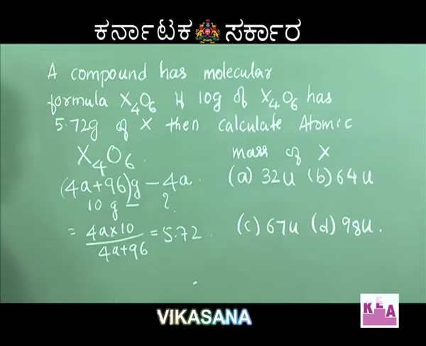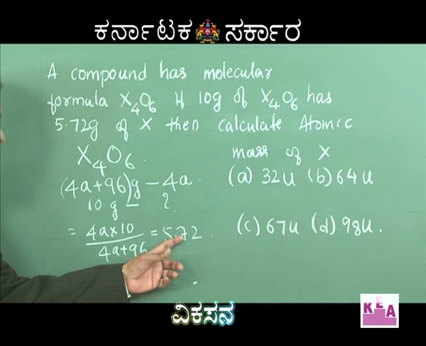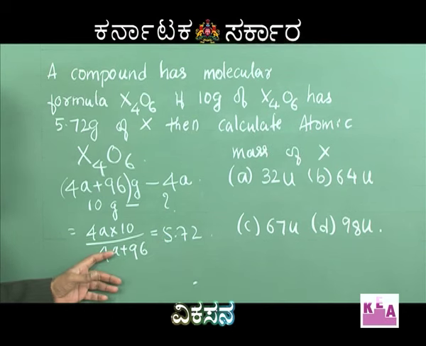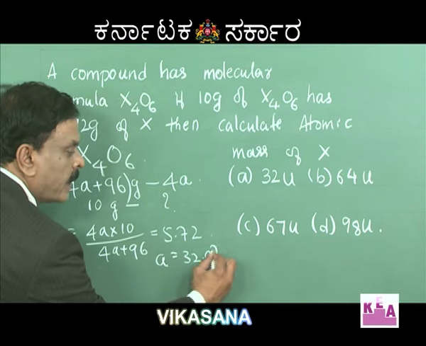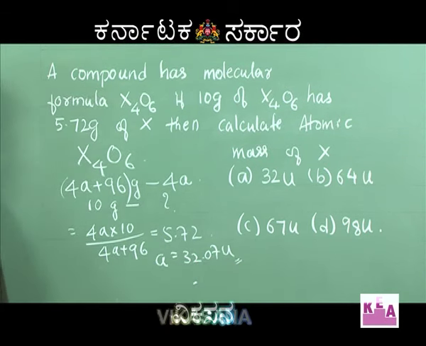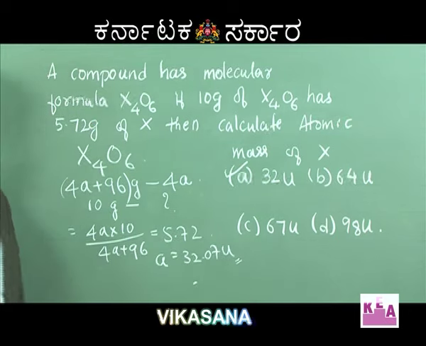In order to calculate the value of A, we need to cross multiply. And when you cross multiply this equation, you get that the value of A is equal to 32.7 units. And therefore, the right answer for this particular question is A, that is 32 units.